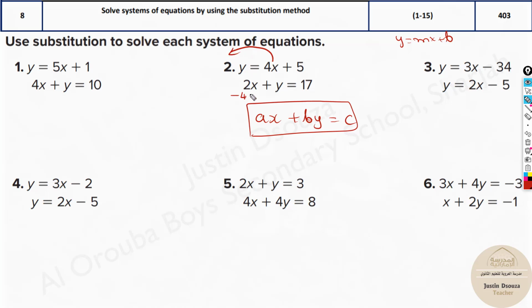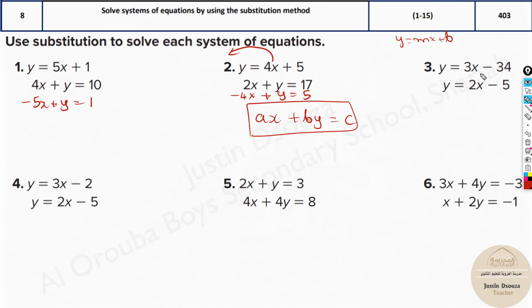What happens is minus 4x plus y, then only 4x becomes minus 4x, then we have y equals, only 5 will remain. This is the two equations. What about over here? You can do it by yourselves. 5 moves to the other side, will be minus 5x plus y equals 1.